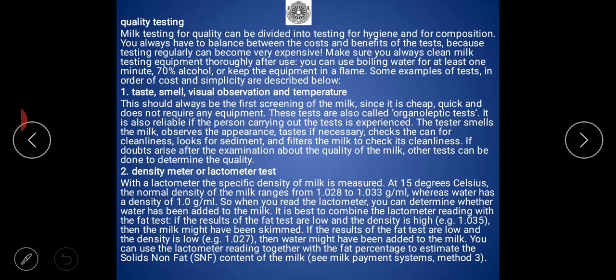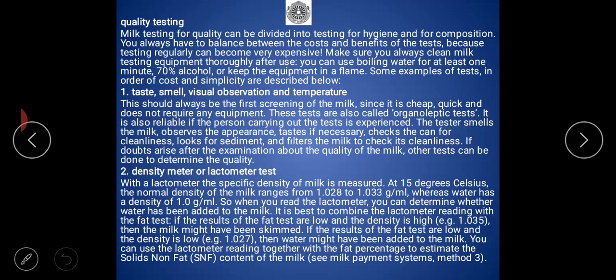Quality testing. Milk testing for quality can be divided into testing for hygiene and for composition. You always have to balance between the costs and benefits of the test because testing regularly can become very expensive. Make sure you always clean milk testing equipment thoroughly after every usage.